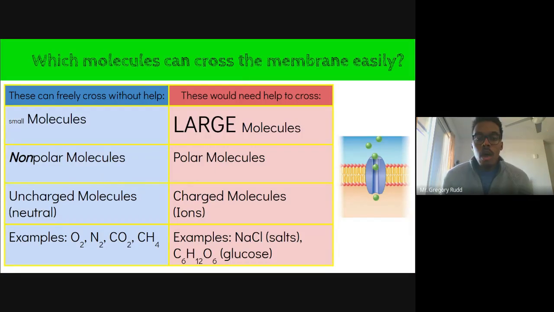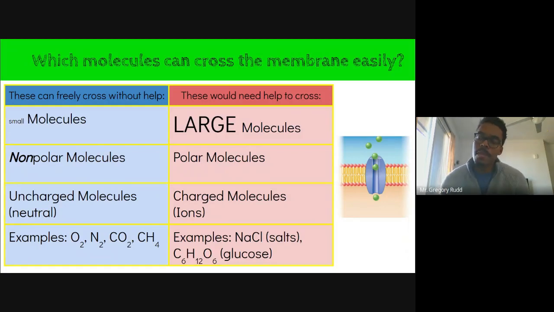Charged molecules, otherwise known as ions. These are atoms that have an electrical charge. These are not able to move by themselves through the membrane. They do need some help. And then lastly, you're also given some examples there at the bottom. NaCl, that's salt. Salt needs some help getting across the membrane. C6H12O6, that's glucose, that's sugar. It's going to need some help getting across the membrane. And we'll talk about what this help looks like today.